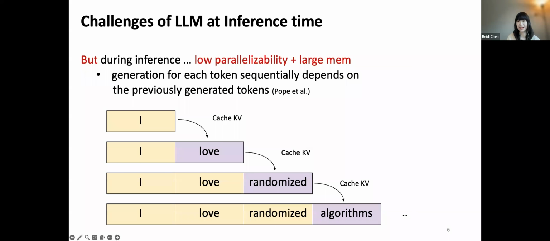During inference, say my input is "I", and conditioned on "I" I generate "love", and save the KV cache because we don't want to recompute it. Then you generate "randomized" and save its KV as well, and so on and so forth. Basically, this generation is one by one, causing parallelization problems for the original input sequence. You can parallelize it, but not to that degree. We also need to save the KV cache, which keeps increasing the memory allocation.